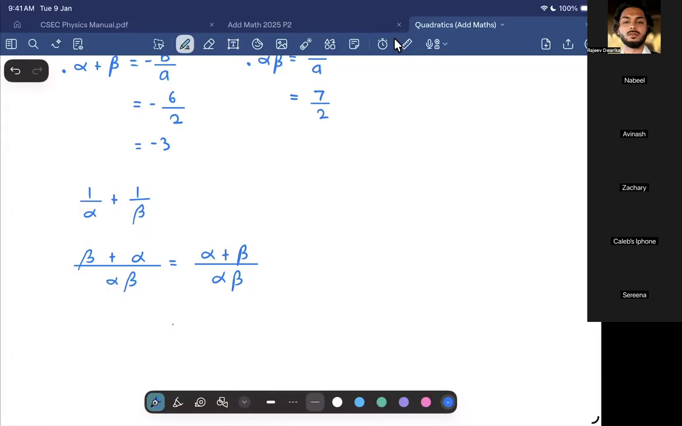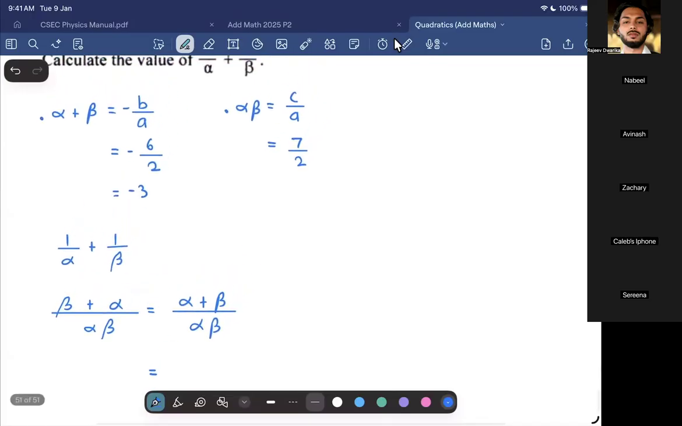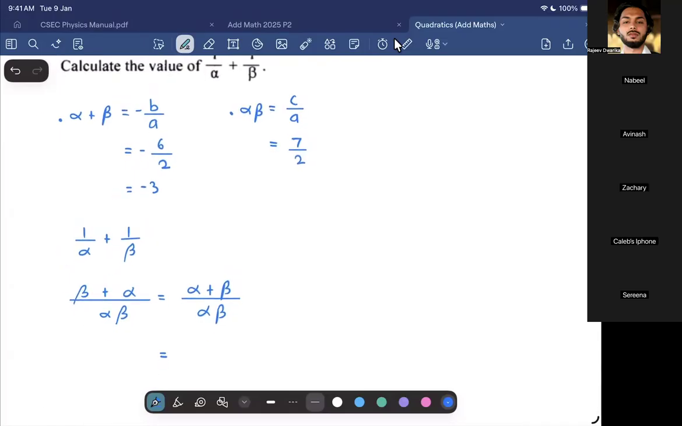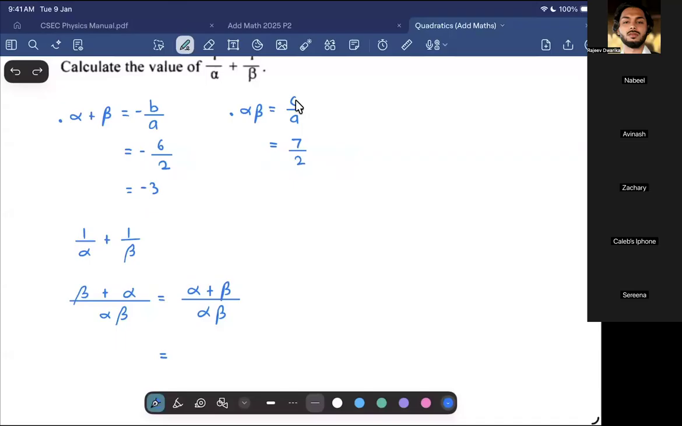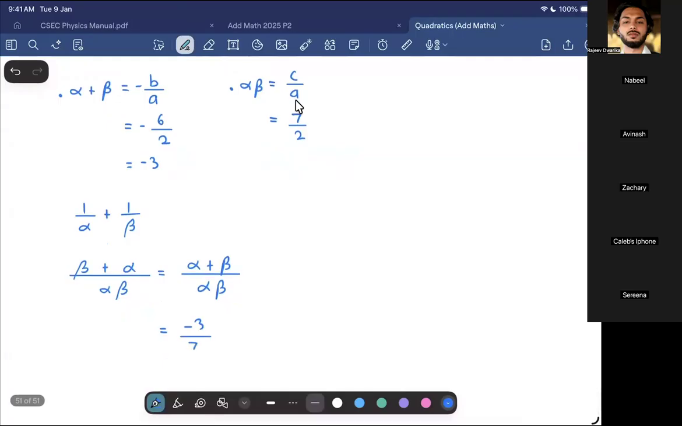So Nabil, are we in a position now where we can do substitution? What is alpha plus beta? What is the numerator equal to? What did we find alpha plus beta to be? Negative 3, sir. What did we find alpha beta to be? Alpha beta is 7 over 2. Great.